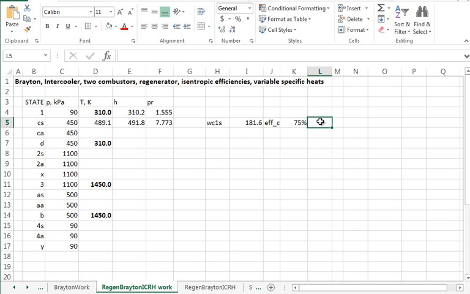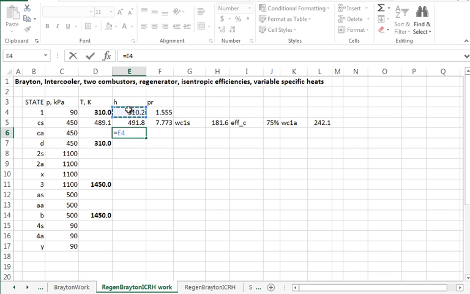What we want to do is calculate the work, compressor 1 actual. I need to move these over one. There. It's going to be this value divided by its efficiency. It's going to require more work. It's going to require 242 instead of 181 kilojoules per kilogram. So now that I know that, I can get this enthalpy. It's the inlet enthalpy plus the actual work per unit mass, and there you go. So now I know that exit.